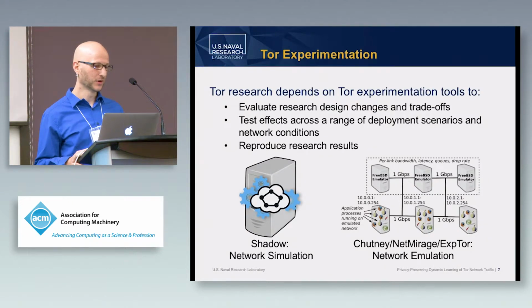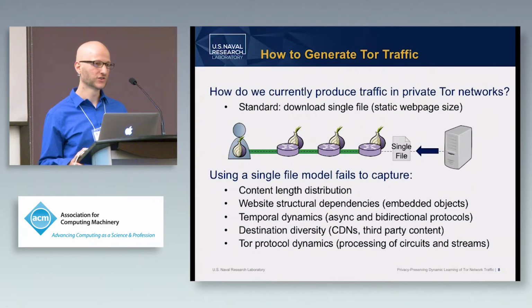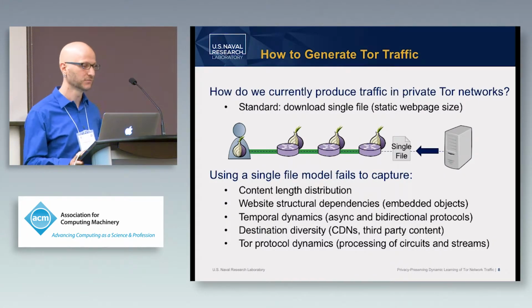So there are a couple of different approaches to this. Shadow is a network simulator that runs a private Tor network on a single machine, and Chutney, NetMirage, and Experiment-Tor do something similar with the network emulation approach. In any approach that you use to create a private Tor network, there's a question of how do you generate traffic in this network. On the live network, on the public network, there are real users going to real websites, so you have this natural traffic. In private networks, we don't have real users, but we still want to have accurate traffic going on in these networks. So how do you do this?